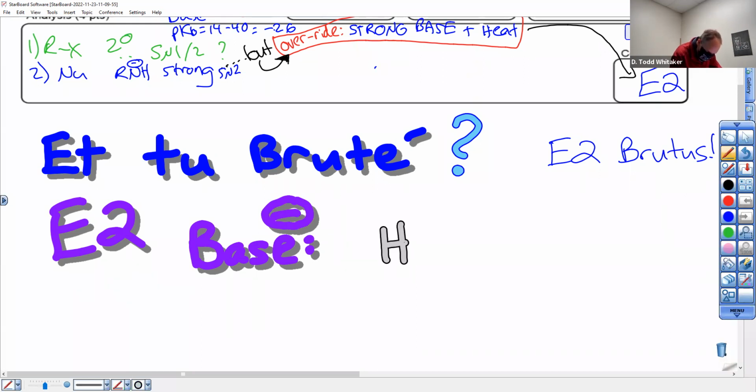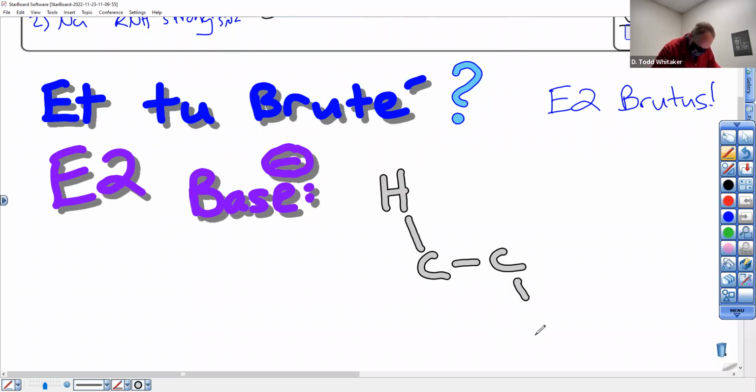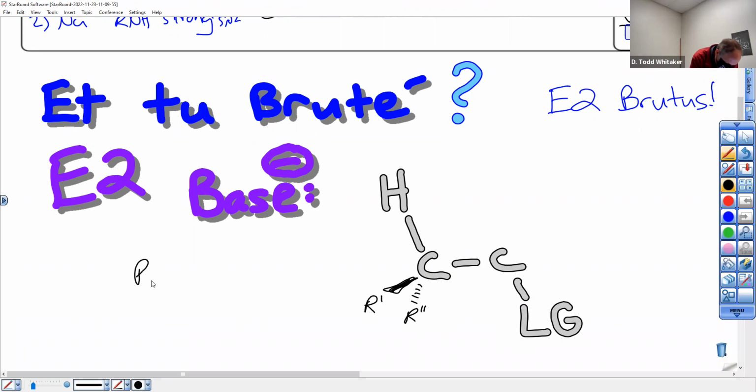H is attached to a carbon, is attached to a carbon, is attached to an LG. What's LG? Leaving group. And these other positions are here. I don't know, just call them generic R groups. R equals C or H. And here's the mechanism.